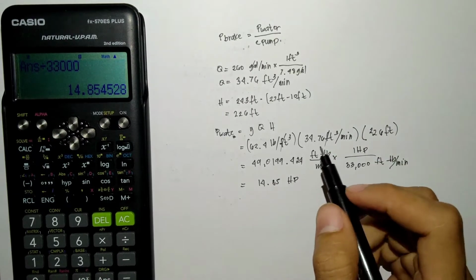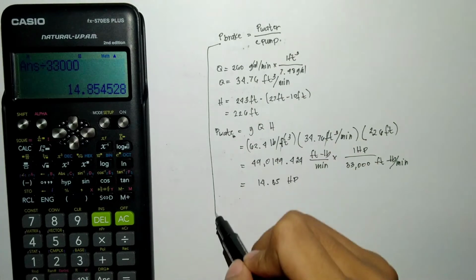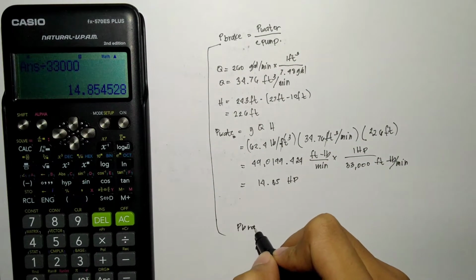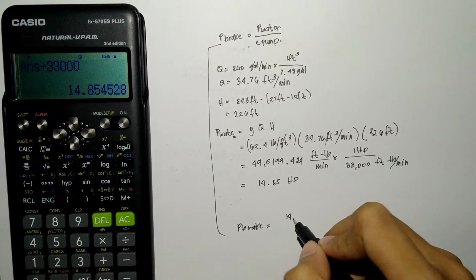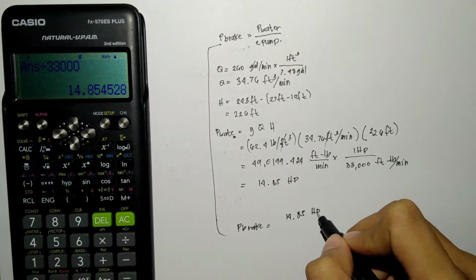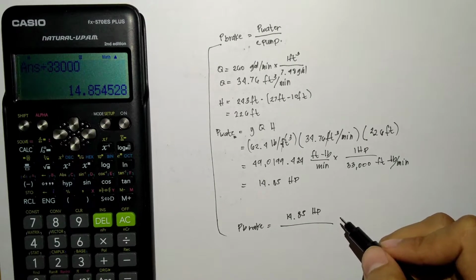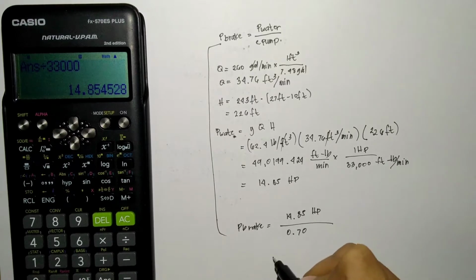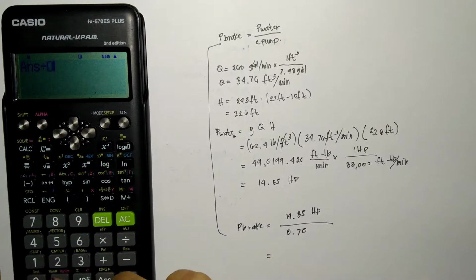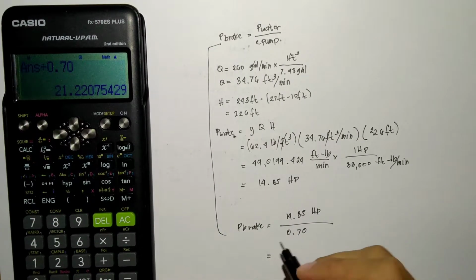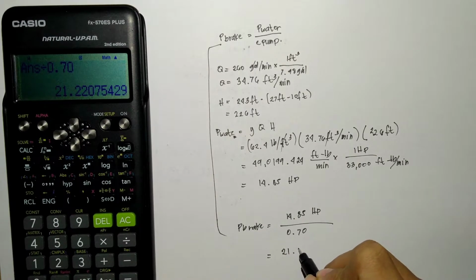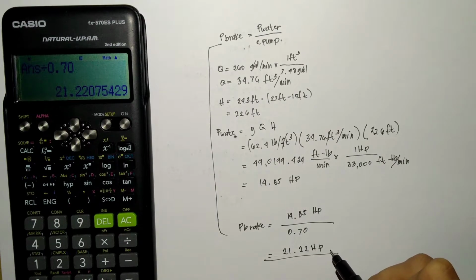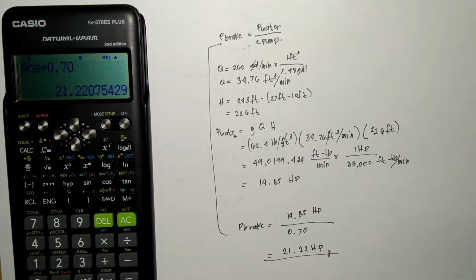So using this formula to calculate the brake power, we have 14.85 HP over the pump efficiency, which is 70%, divided by 0.70. We have 21.22 HP brake power. So we have the brake power.